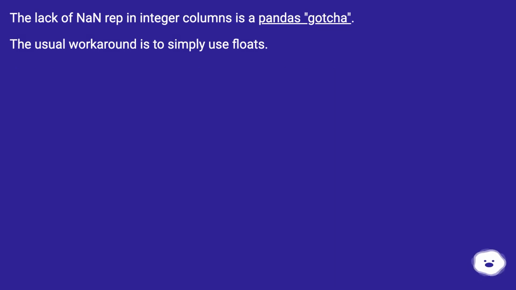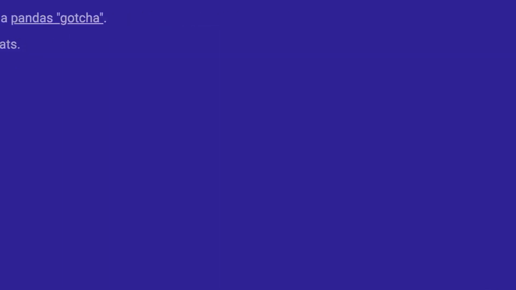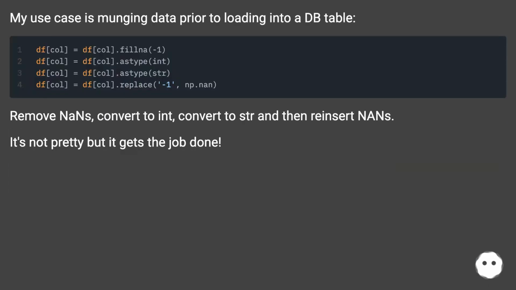The lack of NaN representation in integer columns is a Pandas gotcha. The usual workaround is to simply use floats. My use case is munging data prior to loading into a DB table. Remove NaNs, convert to int, convert to str and then reinsert NaNs. It's not pretty, but it gets the job done.